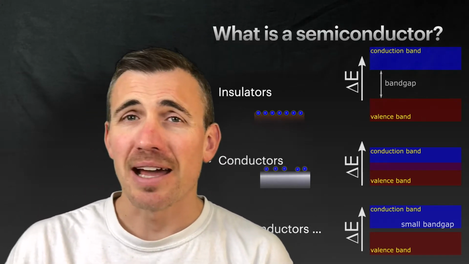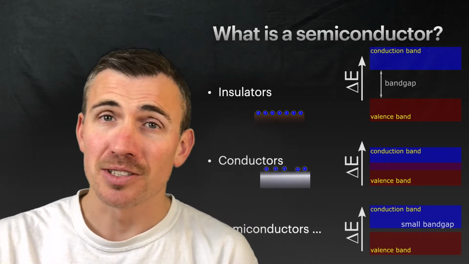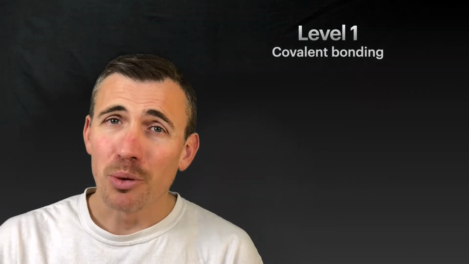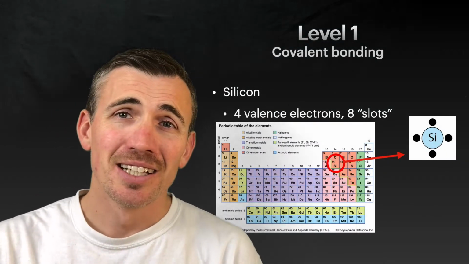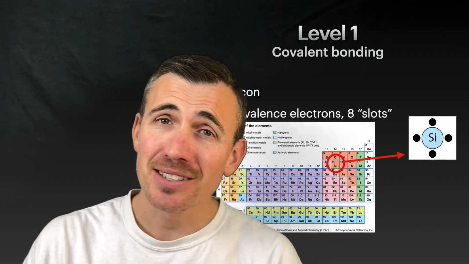And we're going to attack this in three steps. So let's look at the first thing about a semiconductor. Its atomic structure, namely how covalent bonds are formed. So our prototypical semiconductor is silicon. Let's look at where silicon is in the periodic table. We see that it has 4 valence electrons.